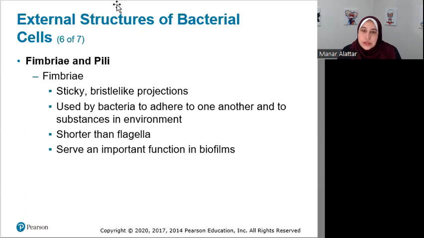Okay. And so Fimbriae are these sticky bristle-like projections that are coming out from the cell. They are shorter than flagella, and they are not moving like flagella. And they allow for the cells to adhere to their environment and to other cells, usually both the environment and the other cells. And that's one of the primary functions, is to produce biofilms, right?